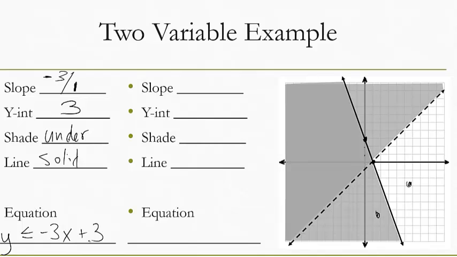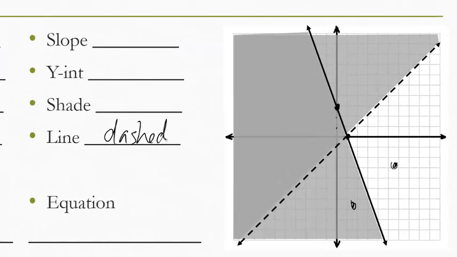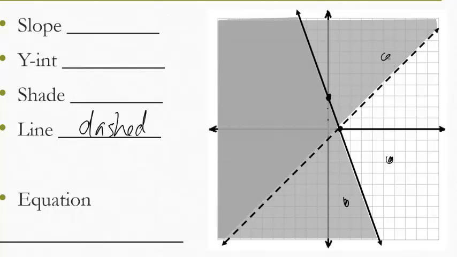So now let's find our second equation. Our second equation has a dashed line, so our line will be dashed. If we look, it's shaded here and not shaded here, so it's going to be shaded above. Now let's find our y-intercept for our dashed line. Our y-intercept goes through the point 0, negative 1, so our y-intercept will be negative 1.